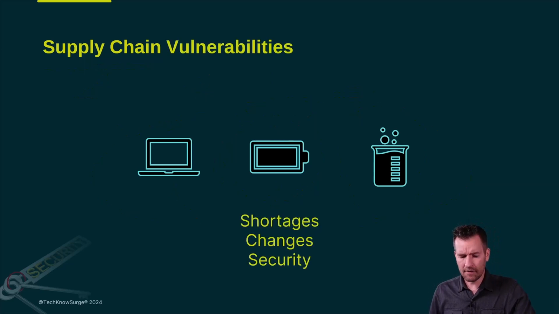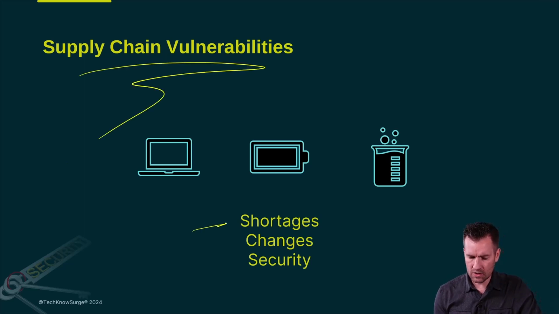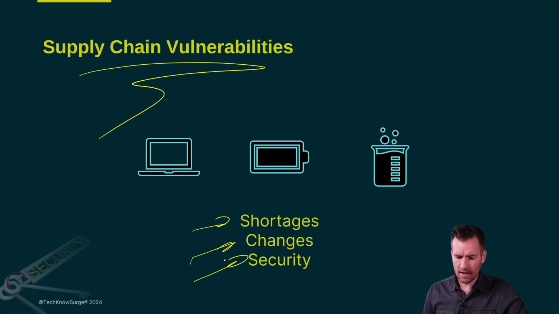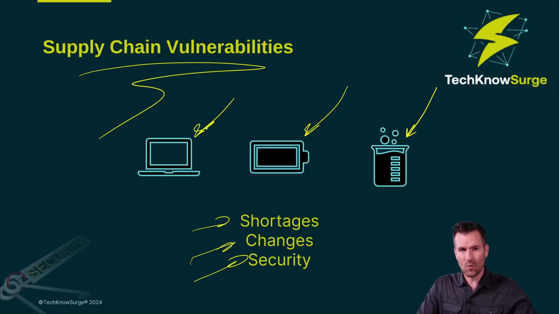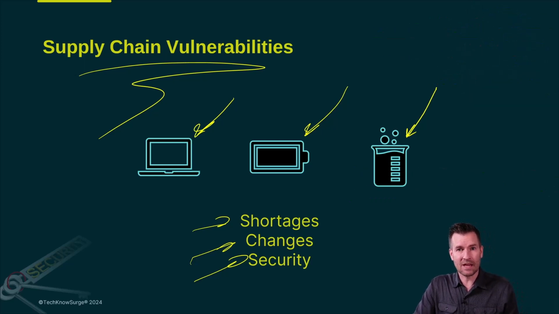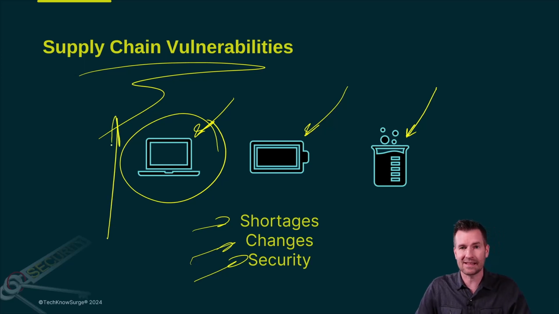There can be a lot of vulnerabilities to these supply chains. There could be shortages, there could be changes in products, there could be security issues with it. For instance, in this case right here, the battery, there could be chemical shortages, which creates a shortage in batteries, which creates a shortage in the amount of laptops. We saw this recently with chips. There was a shortage on chips, which caused all sorts of problems with how many laptops were on the market that drove up the price of these laptops.